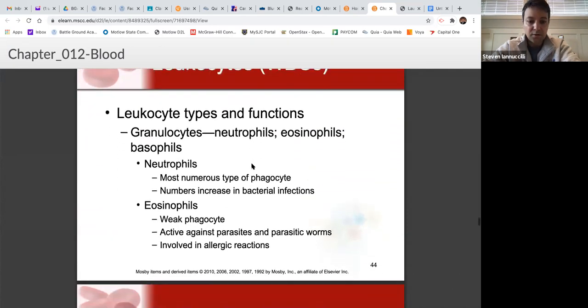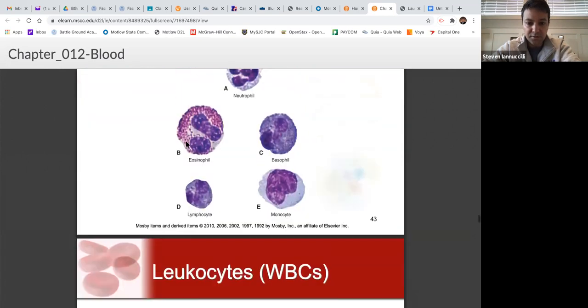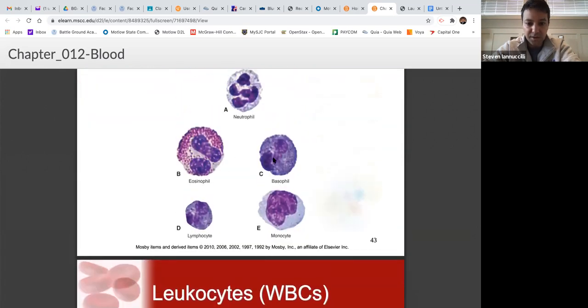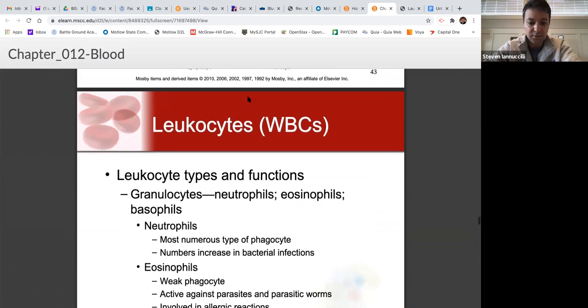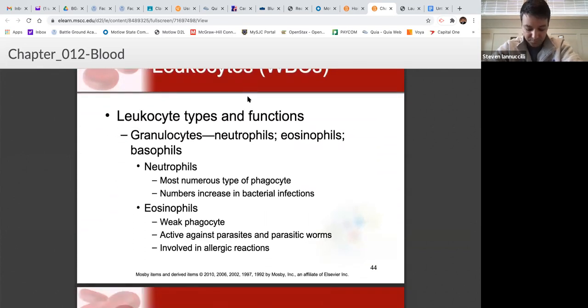So let's talk about the granulocytes first. We're going to talk about leukocytes that have granules in them: neutrophils, eosinophils, and basophils. These top three, this top three triangle here, are my granulocytes. They vary in shape and size, but they all have these granules present. So let's take a look at what they do individually.